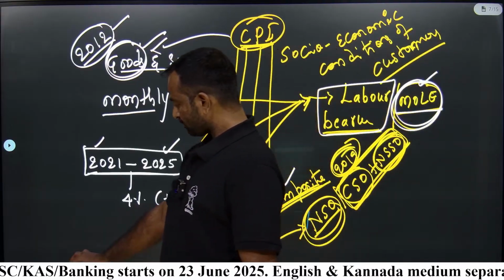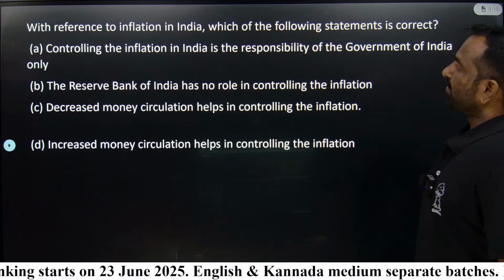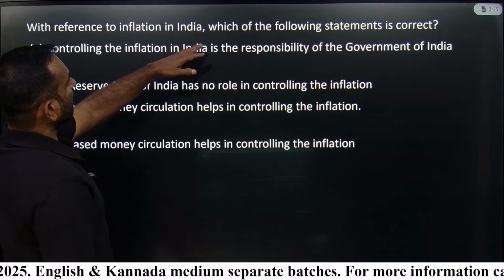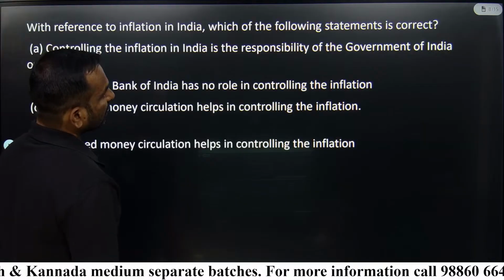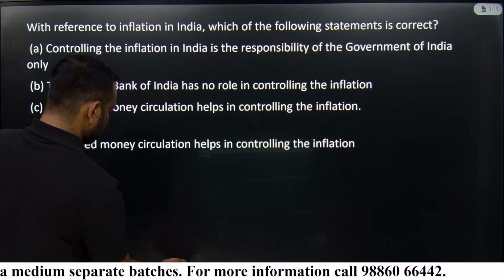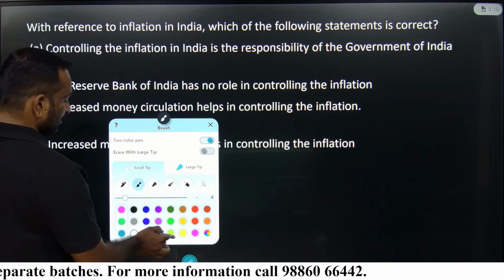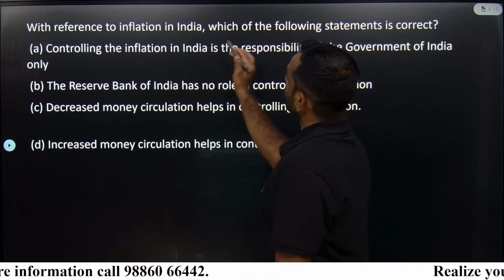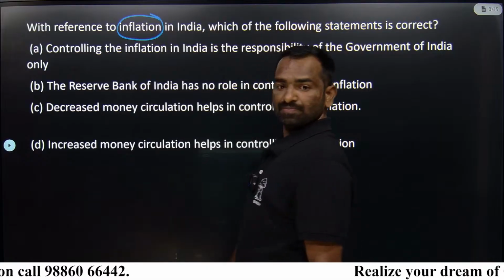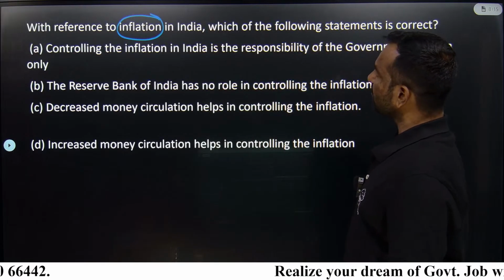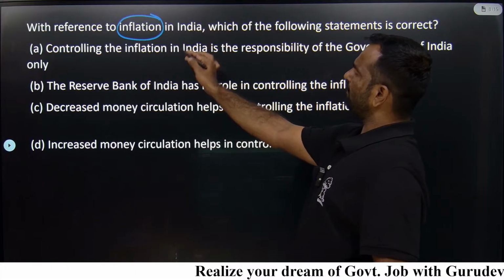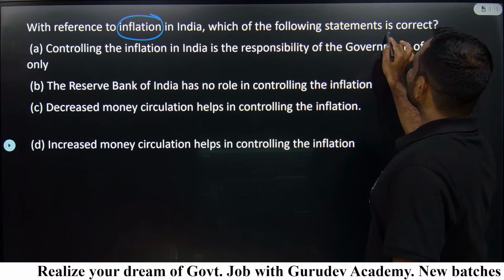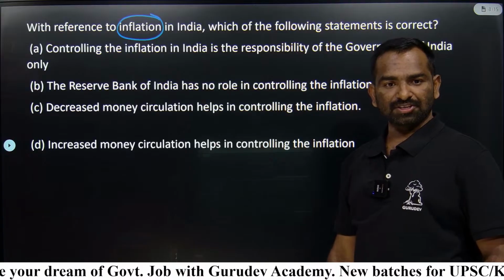The next question. With reference to inflation in India, which of the following statements is or are correct? Again, there is a question regarding inflation, as you studied and solved questions earlier.